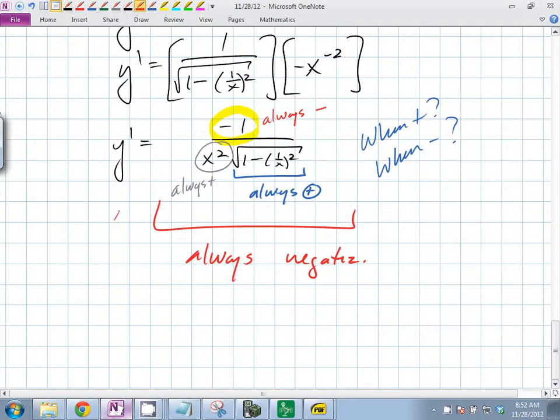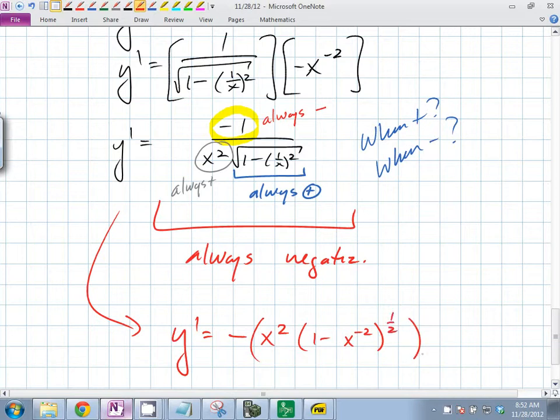Yeah, simplify a little bit. So y prime is going to be equal to negative what? X squared times what? 1 minus x to the what power? Negative 2. Is that correct? Yeah? To the what power? To the 1/2, all to the what power?